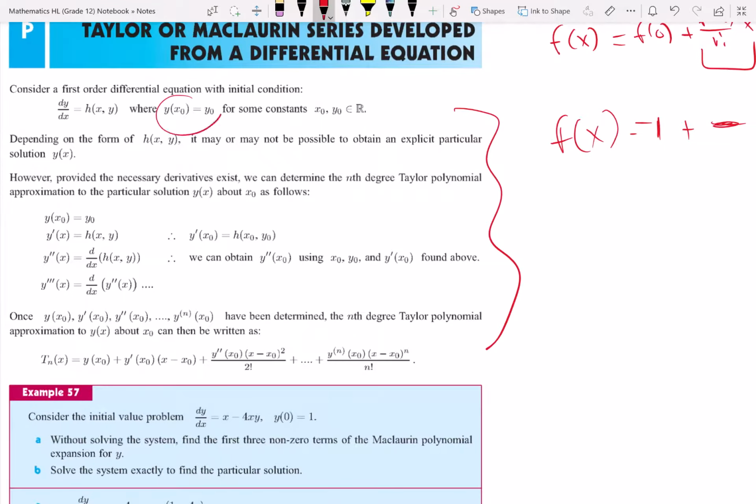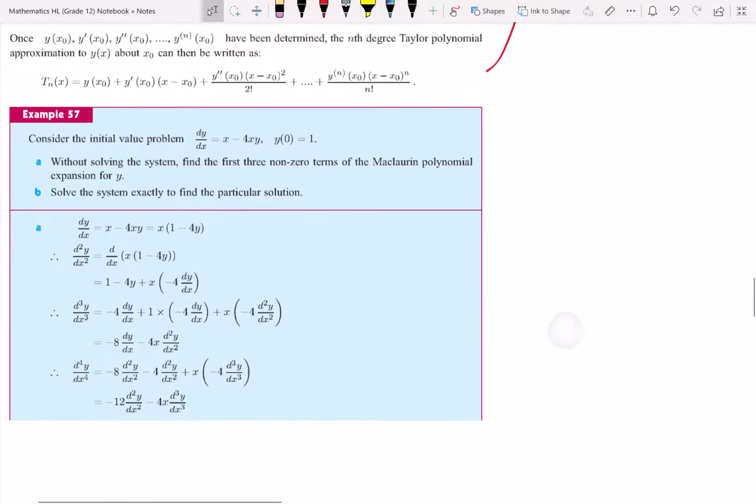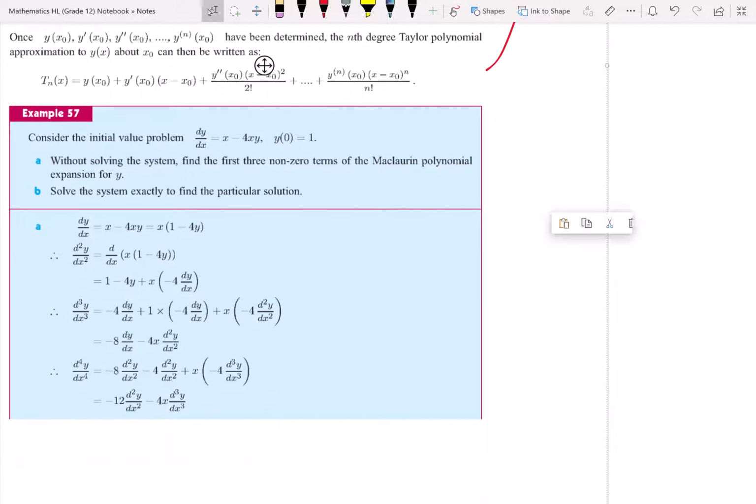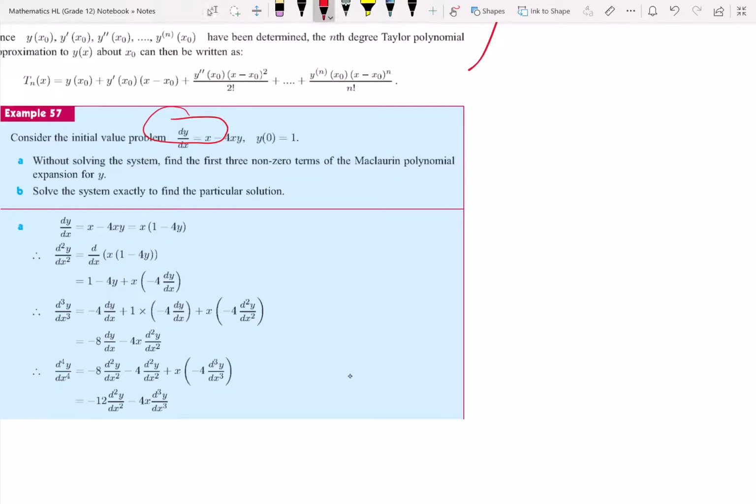When we're starting with some given value, it's easiest to see this with an example. We're going to look at this one. I think this one's actually separable, so you probably wouldn't use this method on it, because you could just factor out x and then divide both sides by 1 minus 4y. You'd probably be able to solve it, but we'll check to see if it actually gives us the same solution. So we're given dy/dx equals x minus 4xy, and we know that y of 0 equals 1, right?